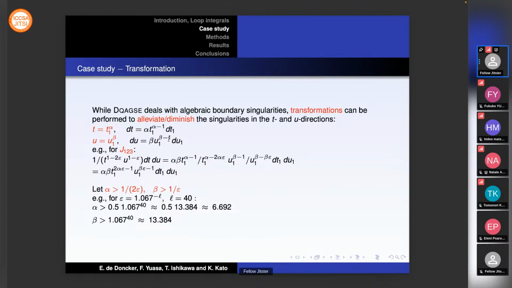Then, in addition, we apply transformations in the J integral. T is T1 to a power alpha and U is U1 to a power beta, which yields, for example, for J1 to 3, a factor in a power of T1 and a power of T2, where we can determine the alpha and beta in such a way that these powers are positive, in other words, so that the resulting integrand function is no longer singular.